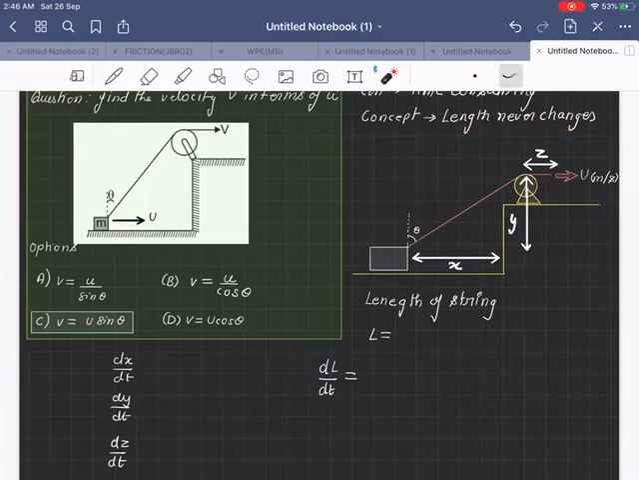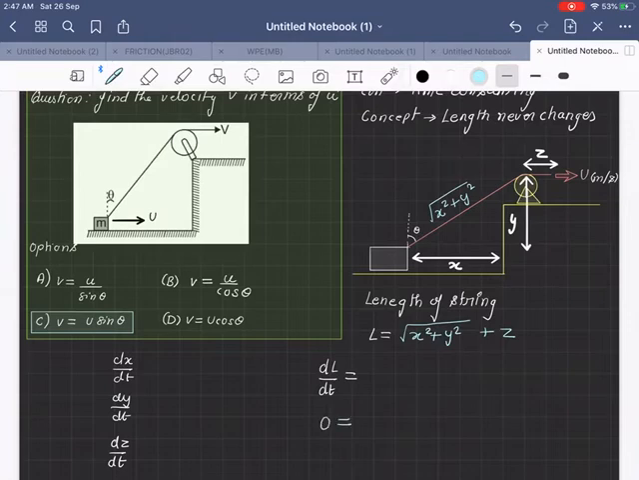Now here we have something called x, y and z already prepared. Based on these x, y, z, the horizontal and vertical lengths, we can figure out the length of the string. Here we get the hypotenuse, square root of x square plus y square, and then there is z. So the total length of the string is square root of x square plus y square, plus z. We know this is the length, and length never changes, which means dL by dt is going to be 0, differentiating with respect to time.